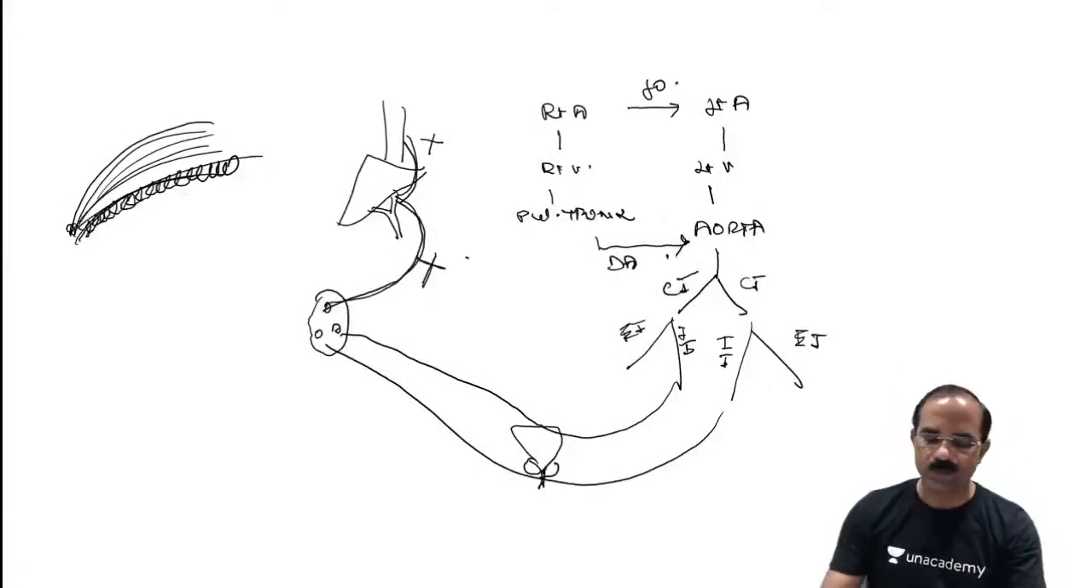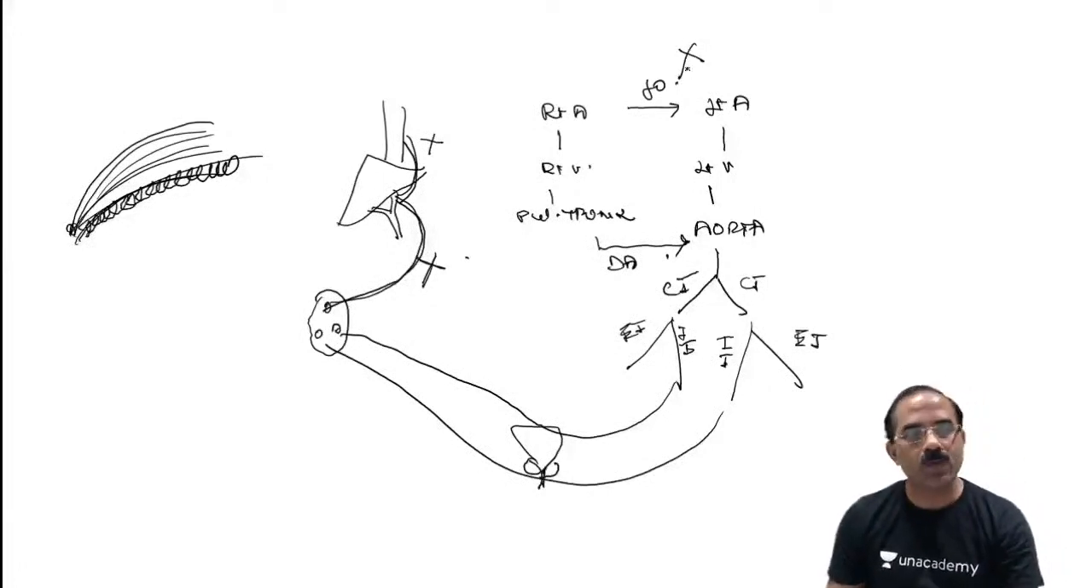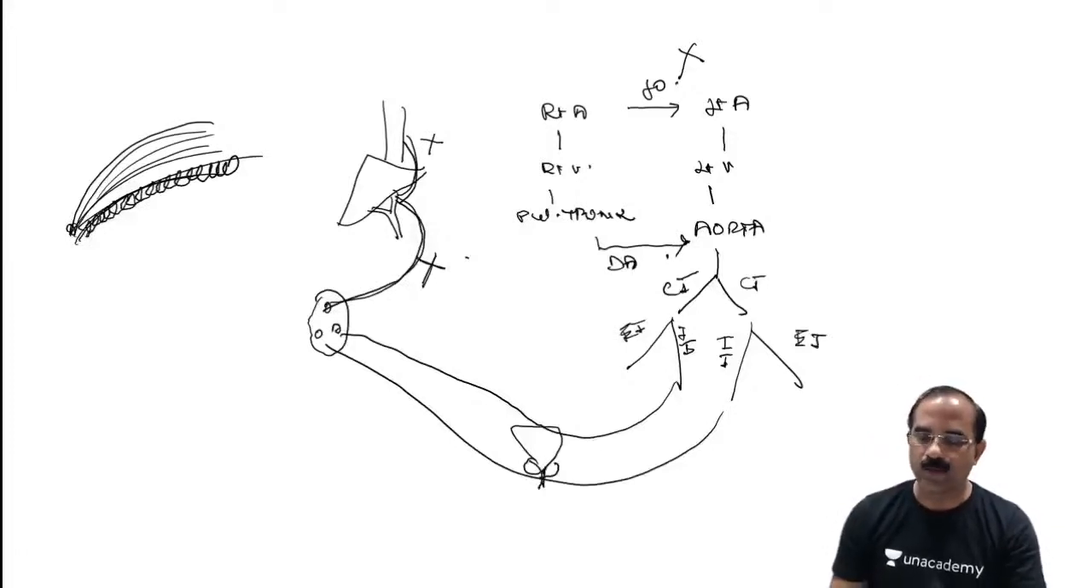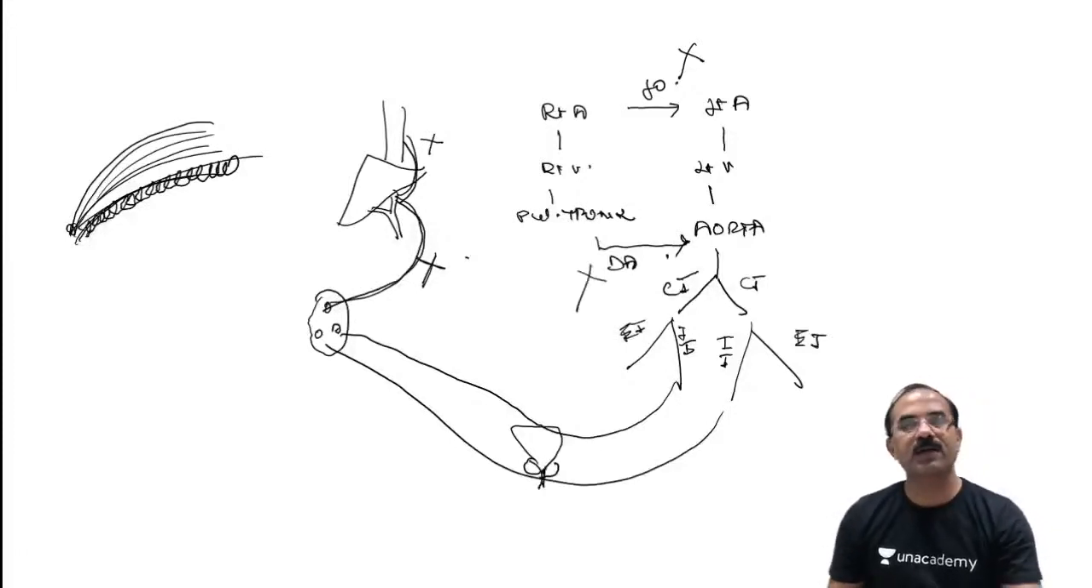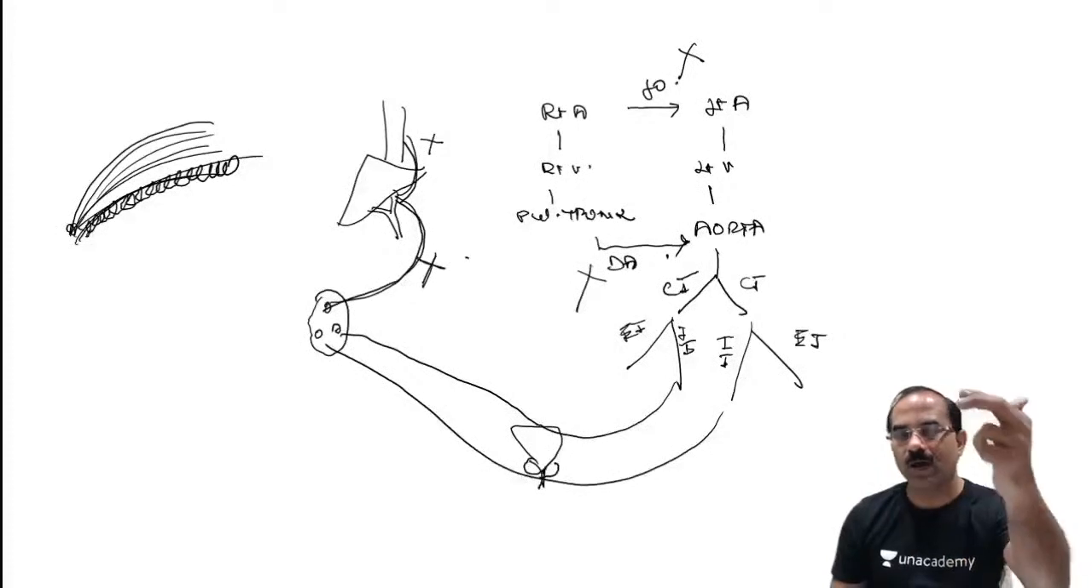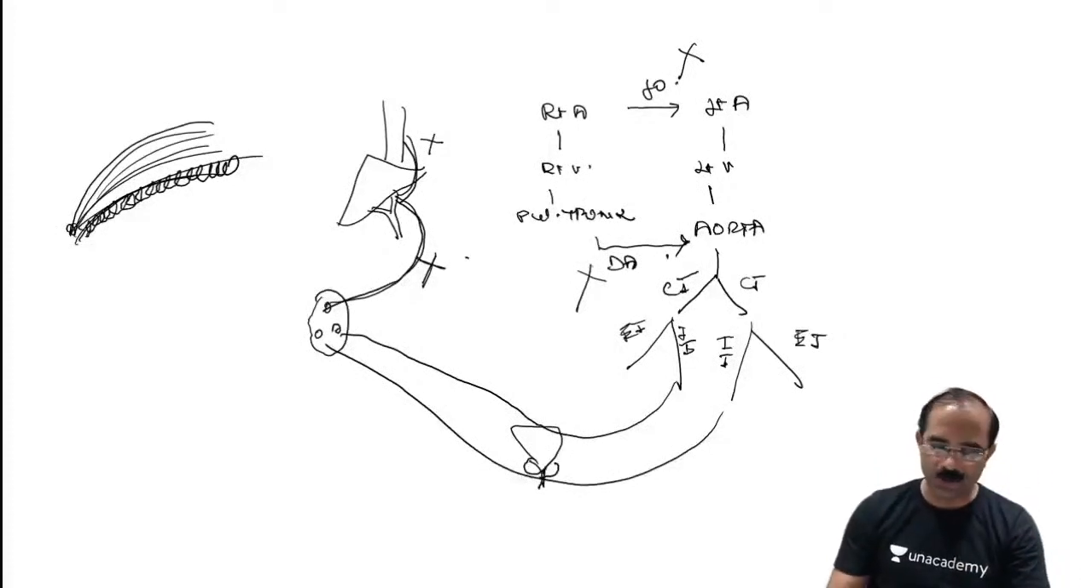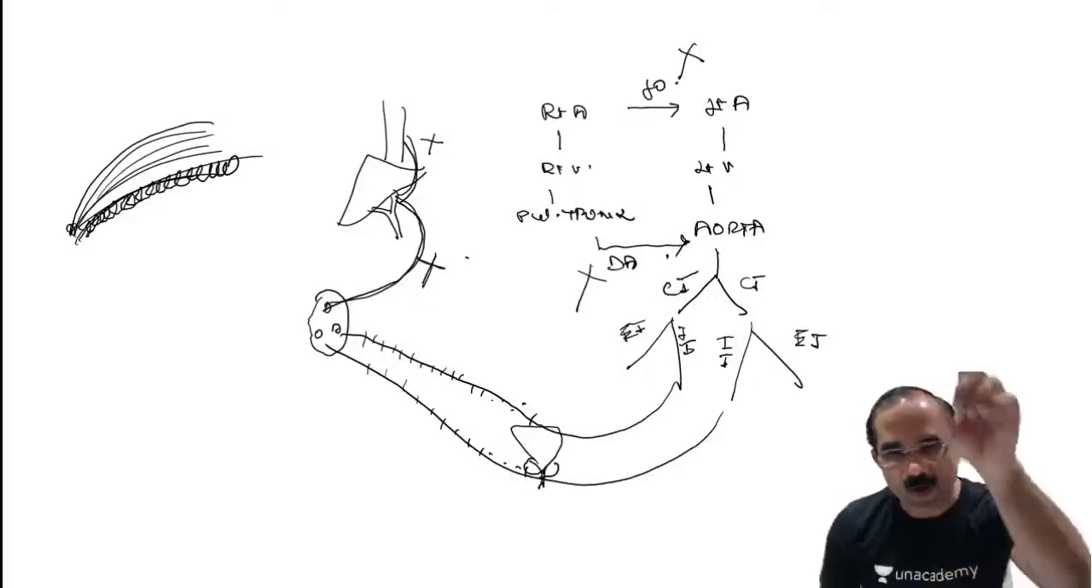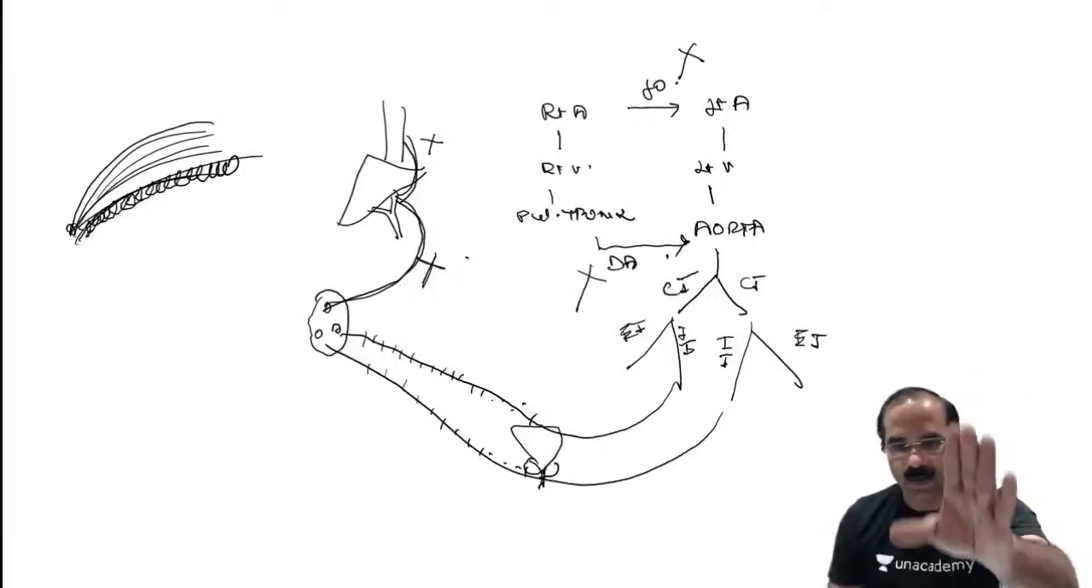Ligamentum venosum. Foramen ovale becomes what? The fossa ovalis. Ductus arteriosus becomes the ligamentum arteriosum. And now this part of the umbilical artery is obliterated off. Dekho, this part is gone. This is the obliterated umbilical artery.